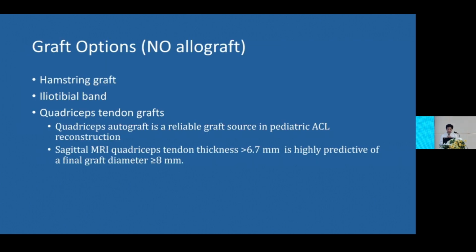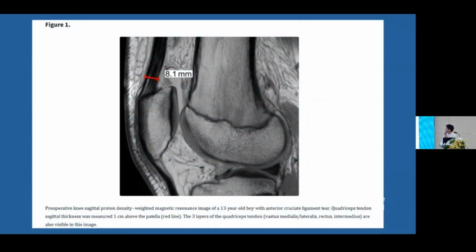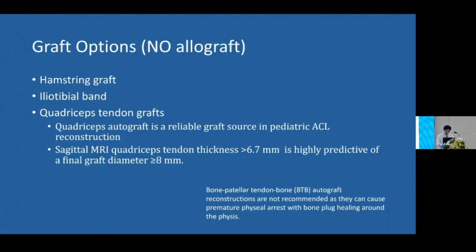Okay, for the graft option, we don't recommend the allograft. The graft option is hamstring, iliotibial band, or quadriceps tendon graft. Quadriceps tendon graft is a reliable graft option in pediatric ACL if we need to be precise about the size of the graft. In sagittal MRI, quadriceps tendon thickness will show the adequate graft size after preparation for the anterior cruciate reconstruction.